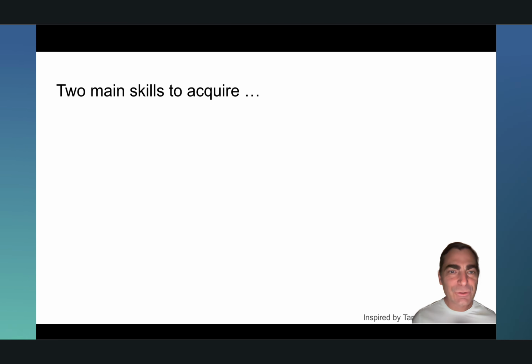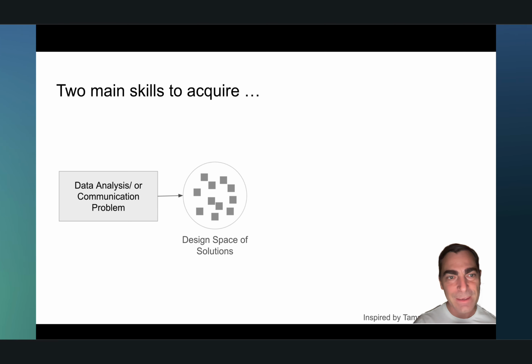Well, I like to think of it as acquiring two main skills. And to explain that, I have to show you a little diagram. This is inspired by work by Professor Tamara Munzner. She has a very similar diagram in her book.